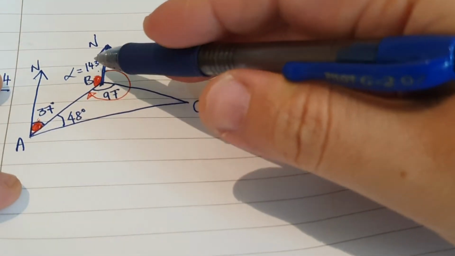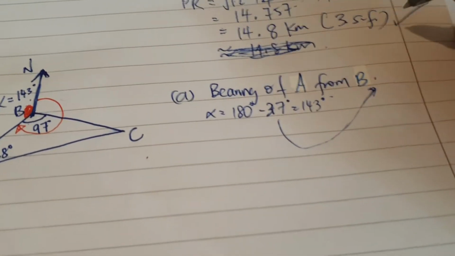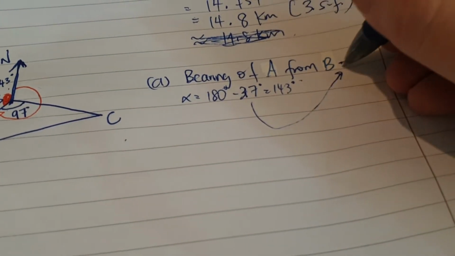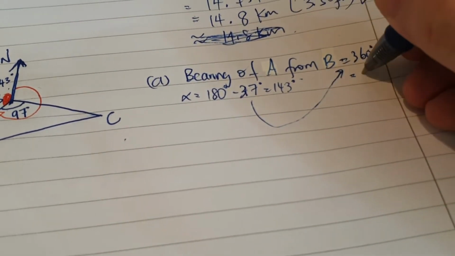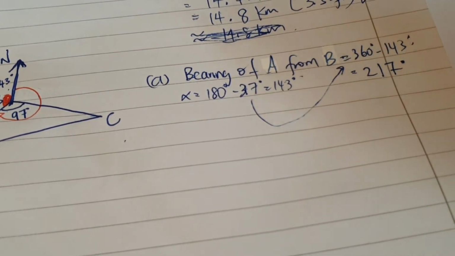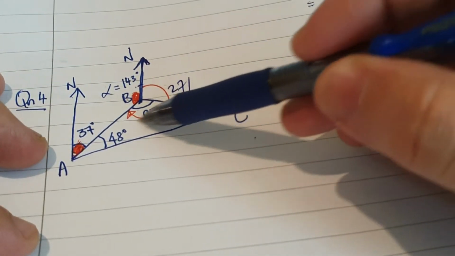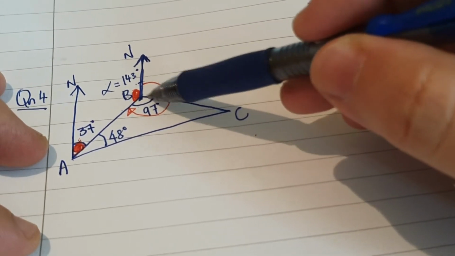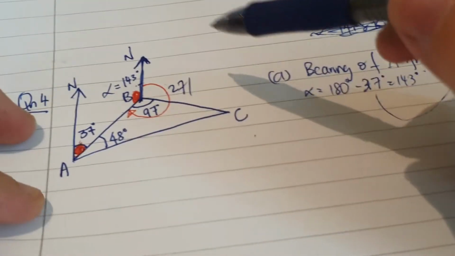So this is 143. Now, once I know this alpha 143, I can find my bearing already. 360 minus 143, that would be my answer, and that will give me 217. So the bearing is 217. I write here 217. Now you see, if this is 217 and then this is 97, you can actually find this part here if you need to later.